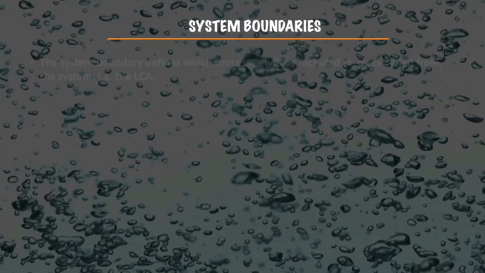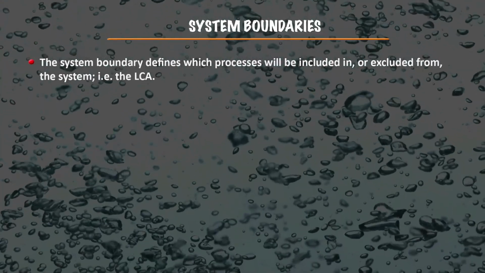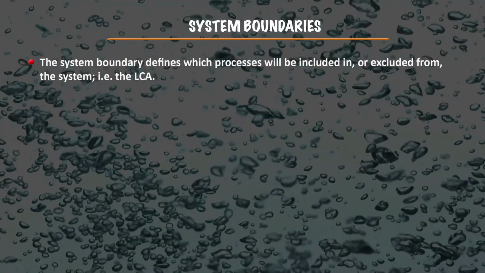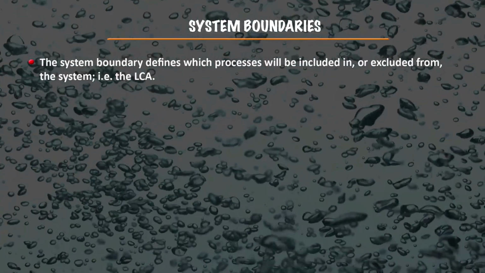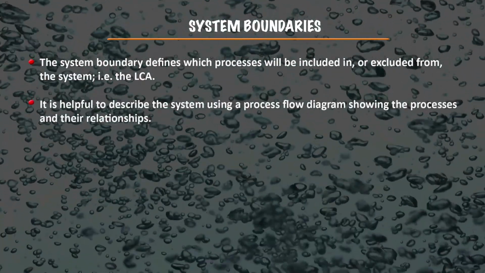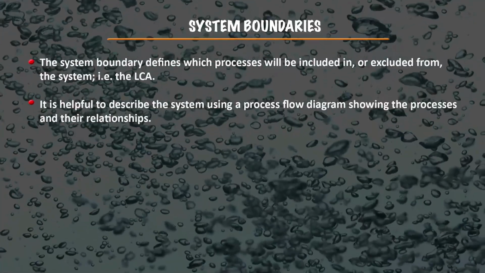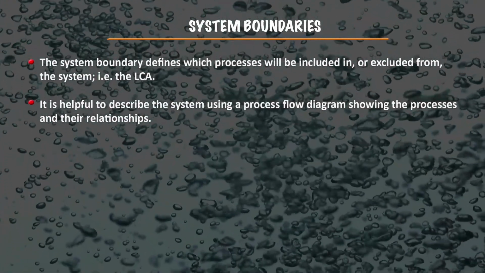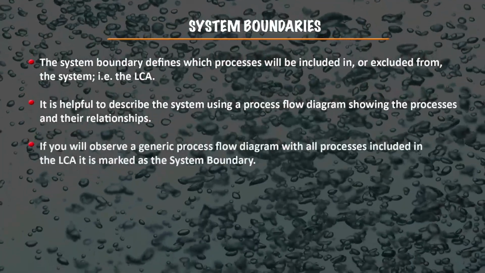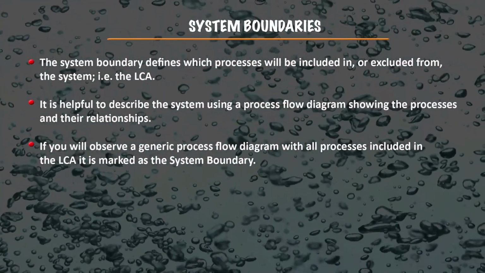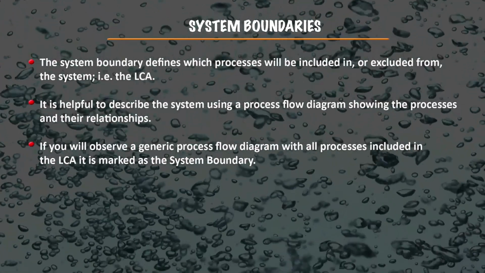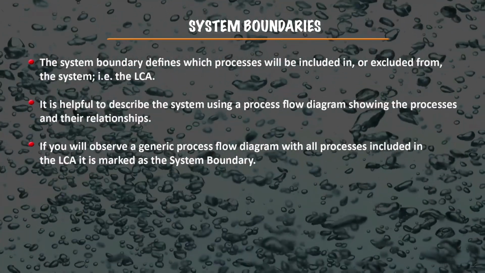The next that comes into the picture is system boundaries. The system boundaries clearly define which processes will be included in or excluded from the system. In life cycle assessment, it is helpful to describe the system using a process flow diagram showing the processes and their relationships with each other. If you observe a generic process flow diagram, all processes included in the LCA are marked as a system boundary.